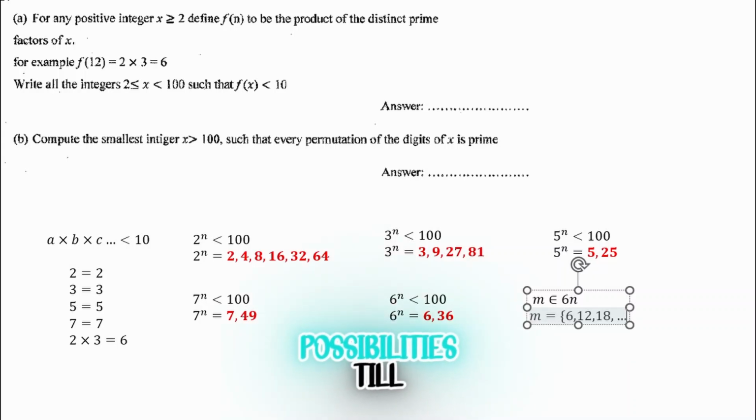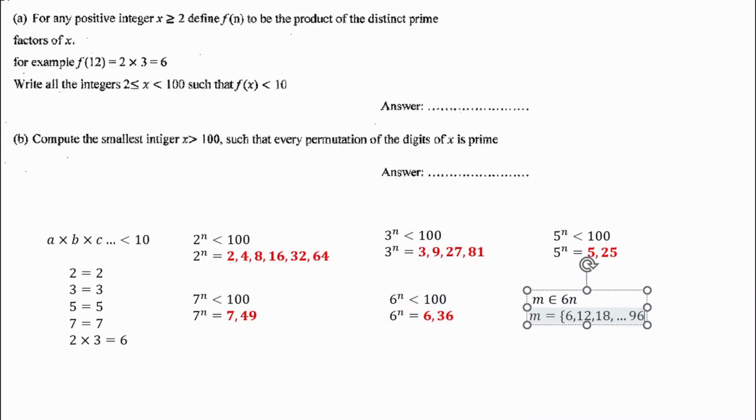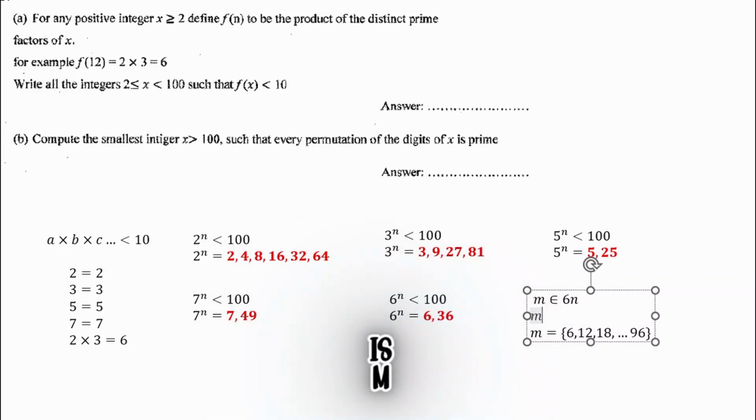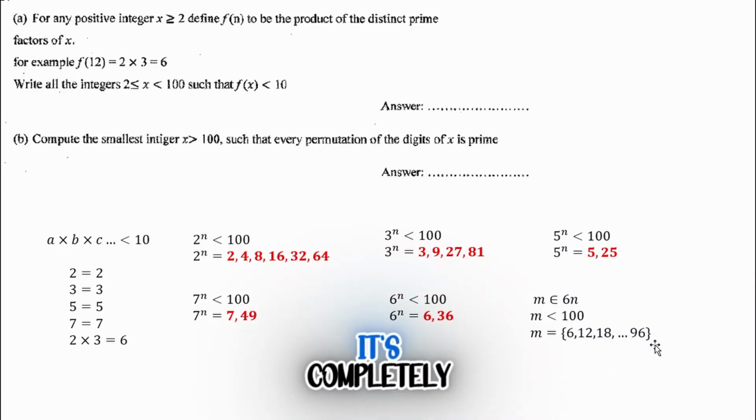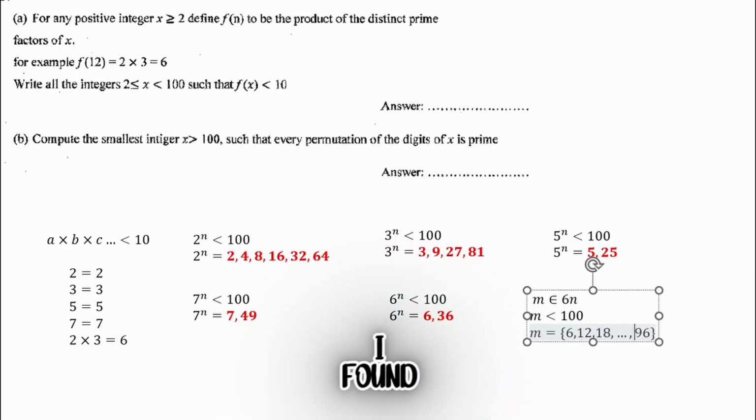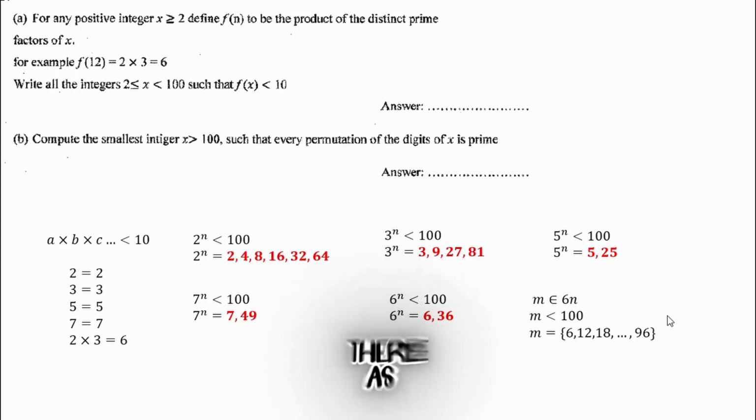We have possibilities till 96, where 96 is 16 times 6. So which means they are 16 terms which are elements of 6n. So here I forgot to write one particular inequality, which is m is less than 100. Yeah, that should be definitely there, otherwise it's completely wrong. So now just like that, I found all of those values in there as well.